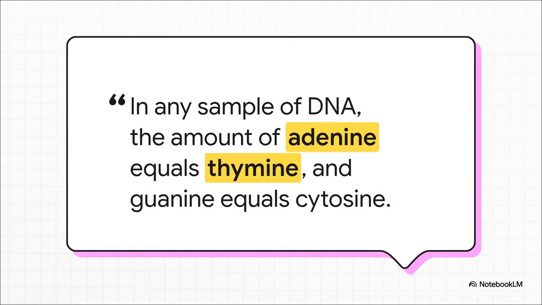The biggest clue came from a scientist named Erwin Chargaff. He was analyzing DNA from all sorts of different creatures, and he found this really bizarre pattern. No matter what he looked at, the amount of A always seemed to equal the amount of T, and the amount of G always equaled the amount of C. This observation, which we now call Chargaff's rule, was the key that unlocked the whole thing.